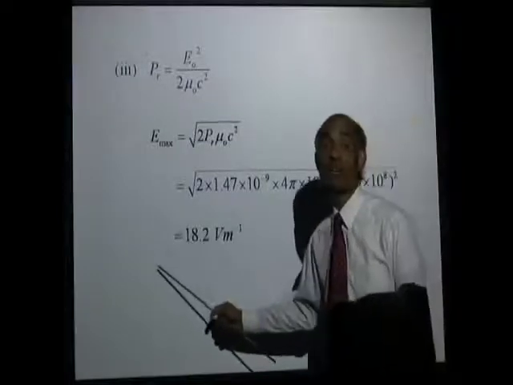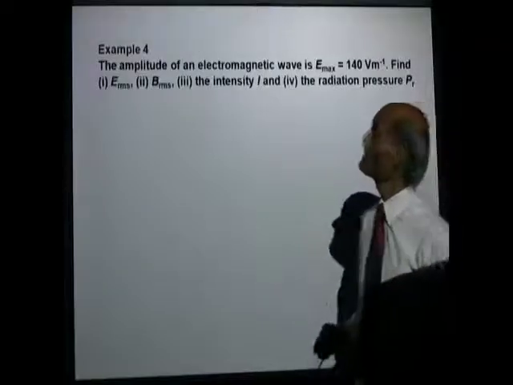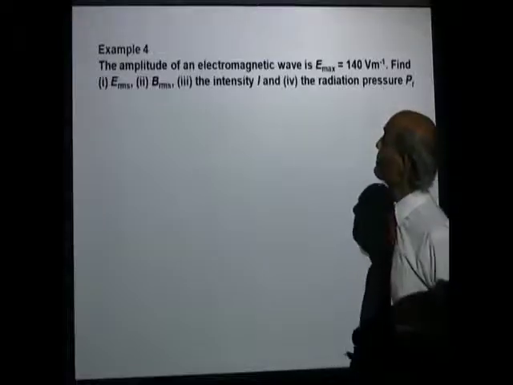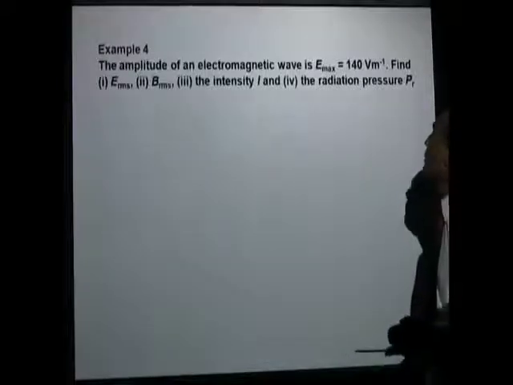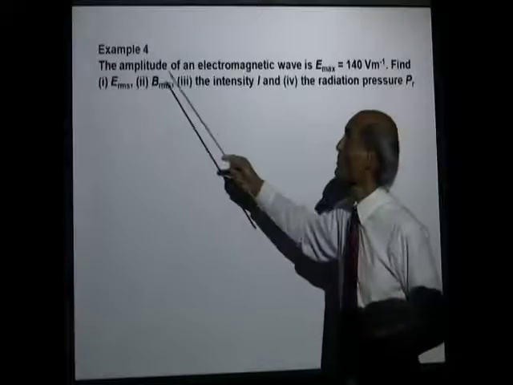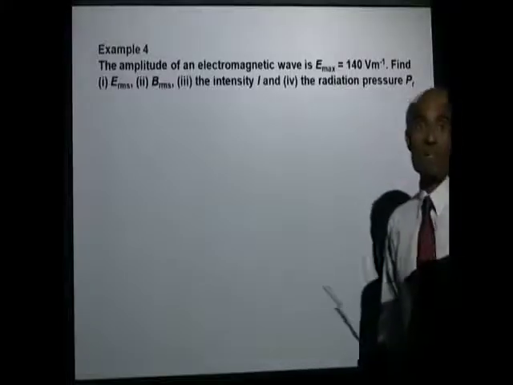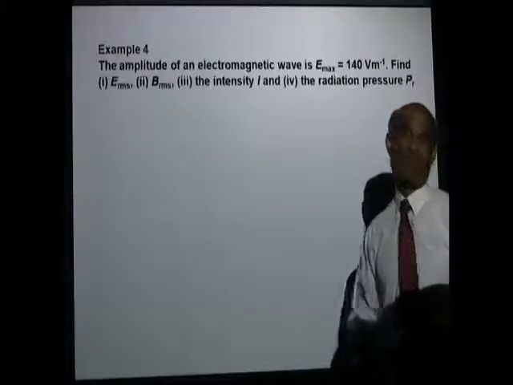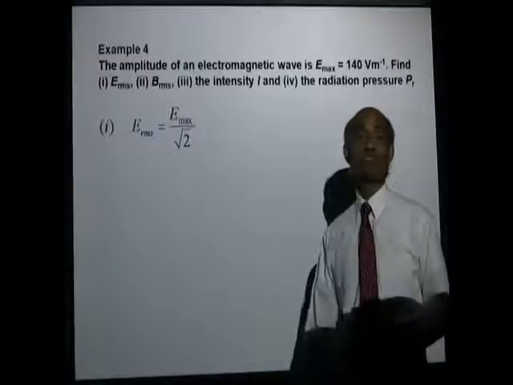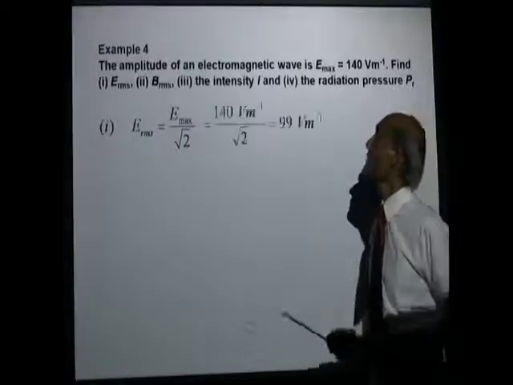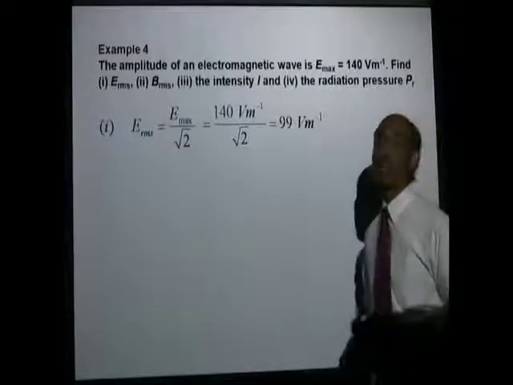Now in the same way you can calculate the magnetic field. I think I'm going to leave that for you and go to another problem. The amplitude of an electromagnetic wave is E max equal to 140 volts per meter. Find E RMS, B RMS, the intensity I, and the radiation pressure P sub R. Well, they're all direct applications of the formula we have. E RMS is E max divided by square root of 2, and we have E max. Therefore, the RMS value of that field is 99 volts per meter.